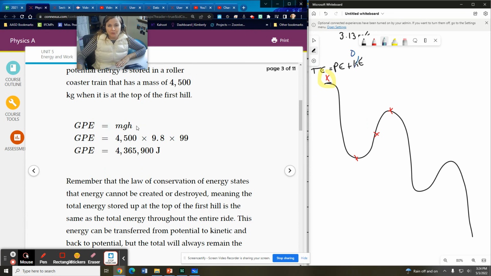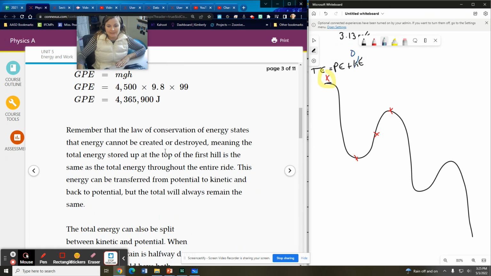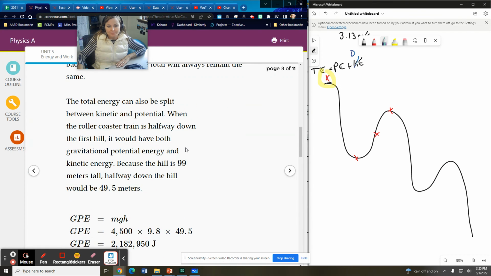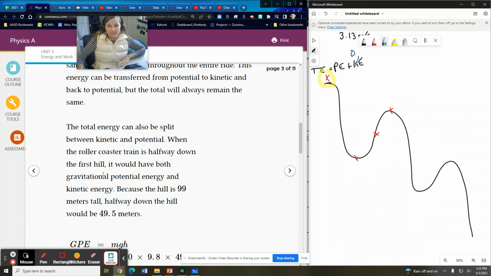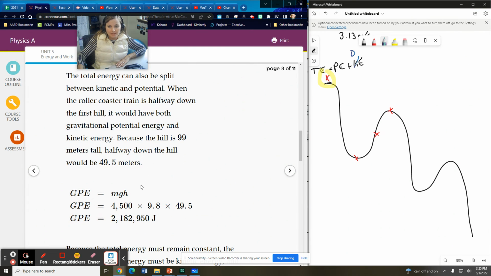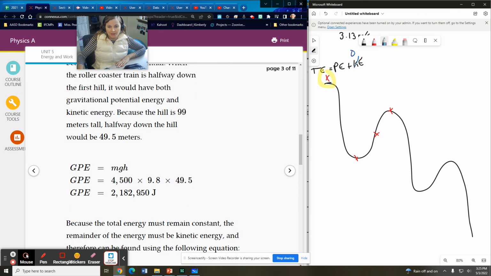That's the maximum amount of energy you're going to have at any time along this track because you can't create more energy out of nothing and you're not going to lose any energy really, because your potential and your kinetic energy will always add up to this 4,365,900. So you can determine the potential energy anywhere along the track because it's always going to be mgh. As you can see here, halfway down the track, the gravitational potential energy is 2,182,950 because we're using a different height.